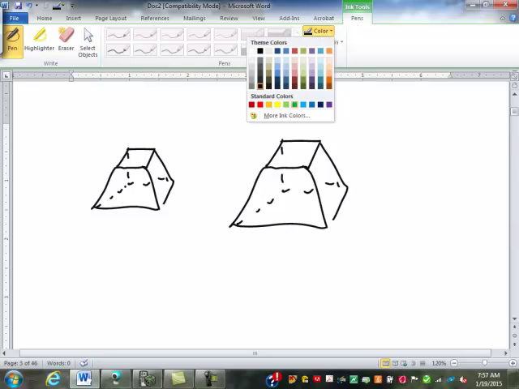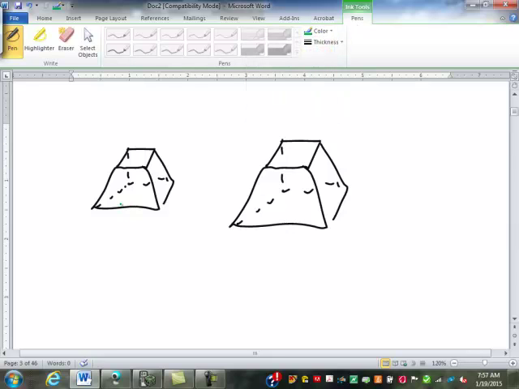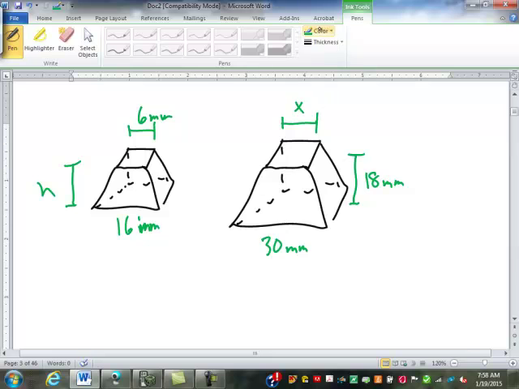Now, if I'm looking at something like this, and let's say that I am told that the base of this one here is 16 millimeters. And this one over here is, well, let's go 30 millimeters. And the height of this one, we'll say, is 18 millimeters. We want to know that height. And let's say the top of this one here is 6 millimeters. And we want to know that dimension.